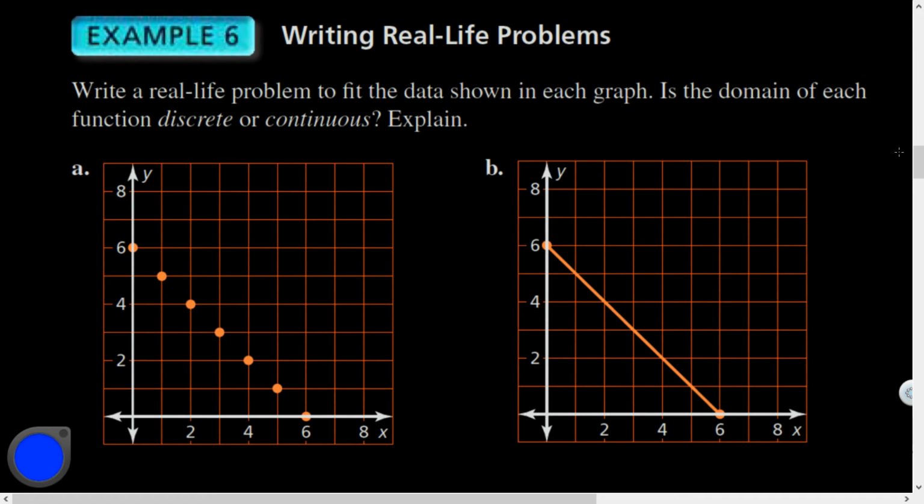Oh man, oh dear. Write a real-life problem to fit the data shown in each graph. Is the domain of each function discrete or continuous? Explain. Okay. Real-life problem.